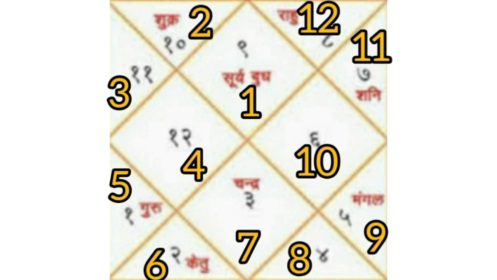Which also means that number 1 wherever it is in the North Indian style is Mesh, number 2 is Vrishab, 3 Mithun, 4 Kark, 5 Singh, 6 is Kanya, 7 is Tula, 8 is Vrishchik, 9 is Dhanu, 10 is Makar, 11 is Kumbh, and 12 is Meen. This is how it is.